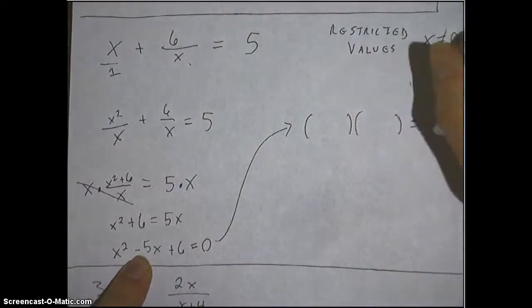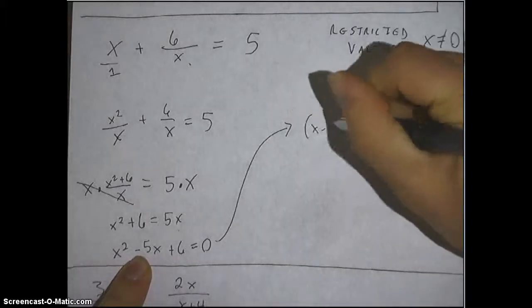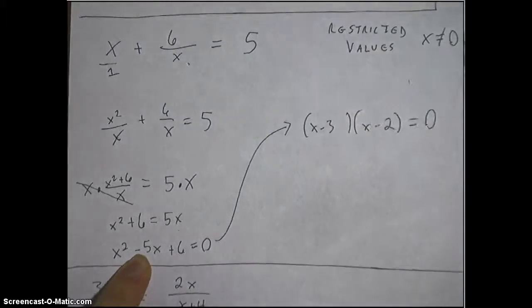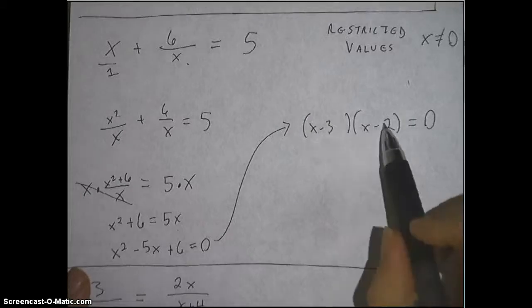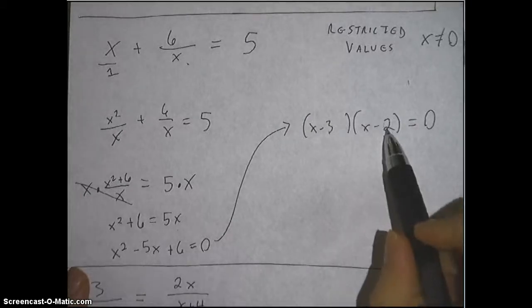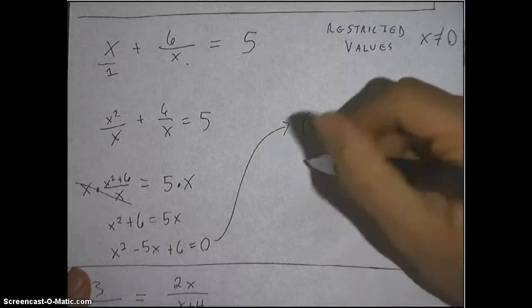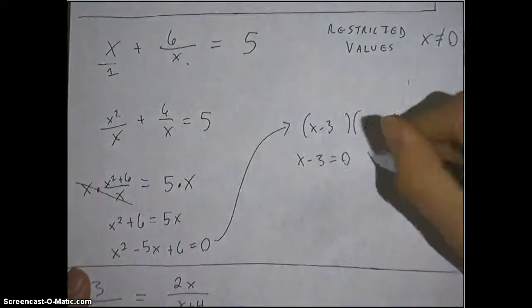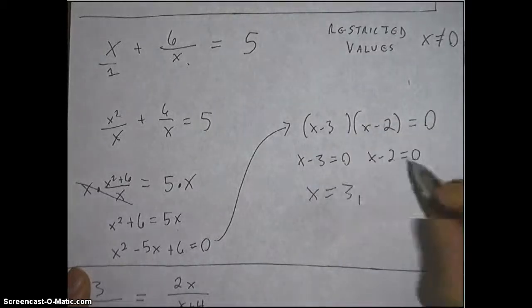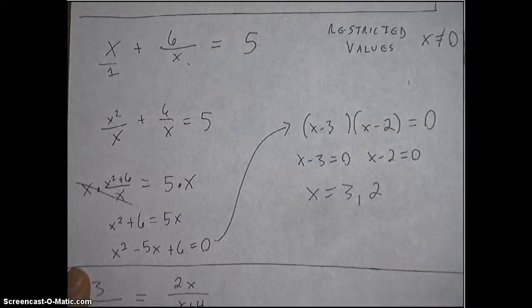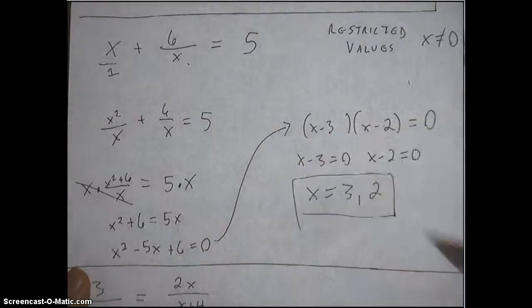So I can factor this as x minus 3, x minus 2. Now to solve this, to figure out what x equals, I set each of these individual factors equal to 0. So x minus 3 equals 0, and x minus 2 equals 0. Of course, that means that x equals 3 and positive 2. Neither of those is a restricted value up here, so this is a solution. x equals 3 and 2.